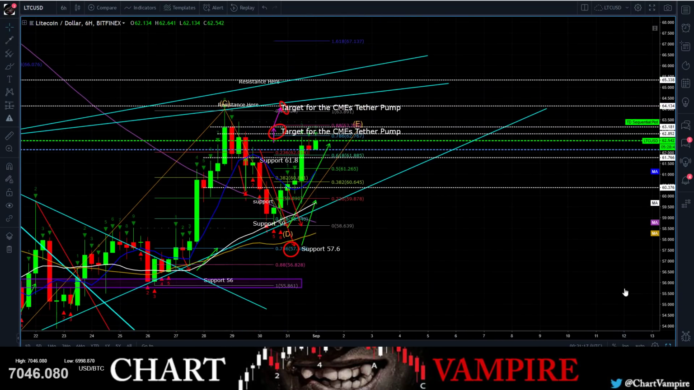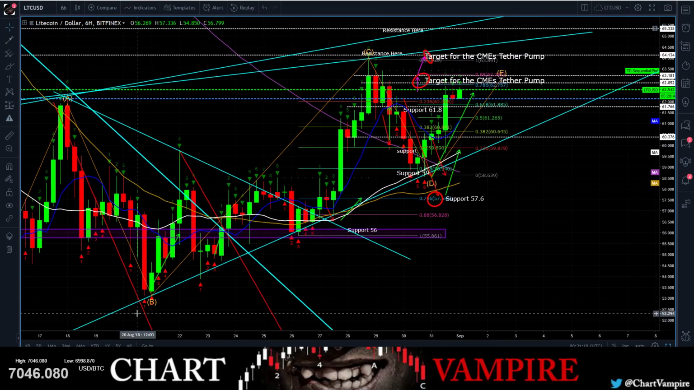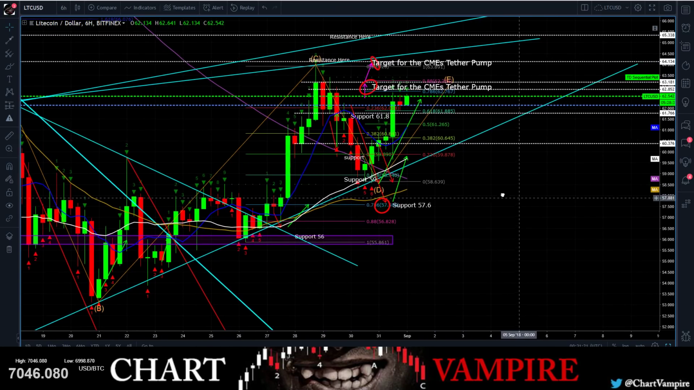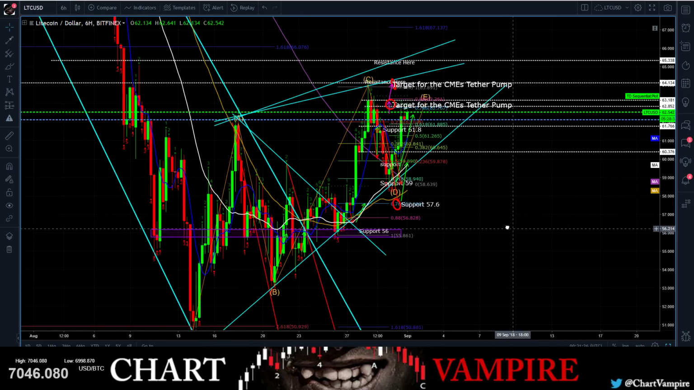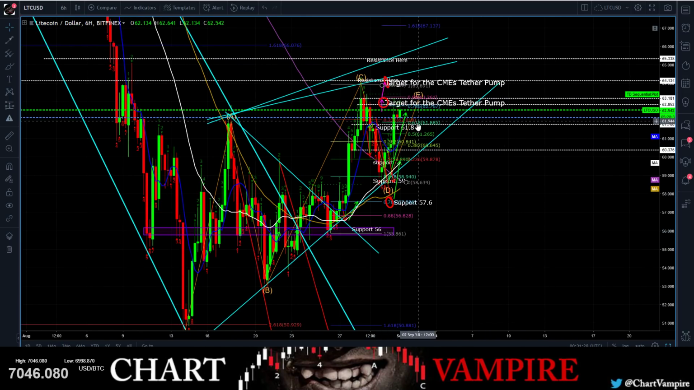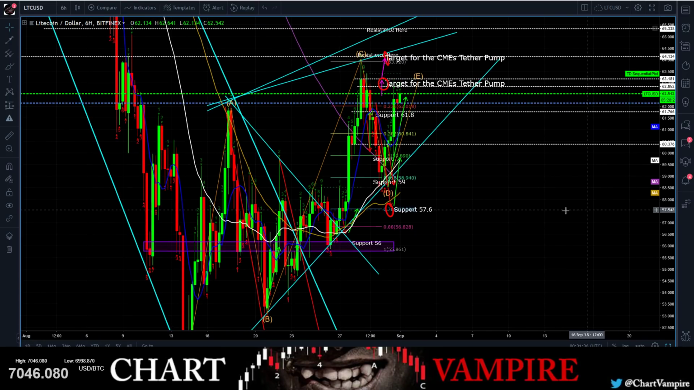And this looks like an ABCD. This clearly looks like an ABCDE coming up here with the E being the failure wave on a massive rising wedge. I mean, it's kind of a picture perfect rising wedge right here, right? Oh, let's back up. Come on, don't delete that.